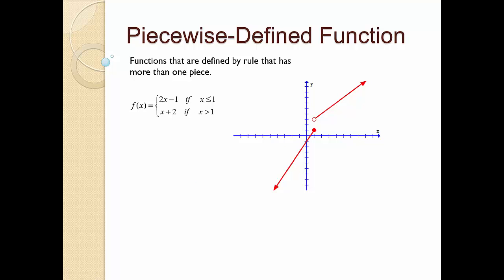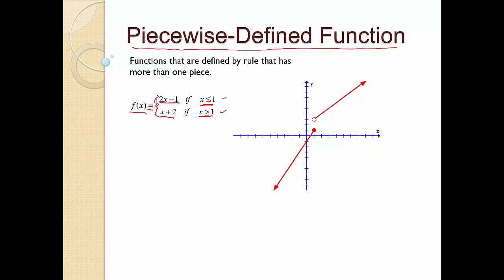Now, piecewise defined functions, there are a bunch of them that are like this. And so you really need to learn how this works. Okay, so what's going to happen here? We have f of x equals, and then you get this curly bracket. Okay, so in this case, there's two pieces to it. That's why they call it piecewise. If x is less than or equal to 1, then this is the function, 2x minus 1. If x is greater than 1, here's the function over here, x plus 2.